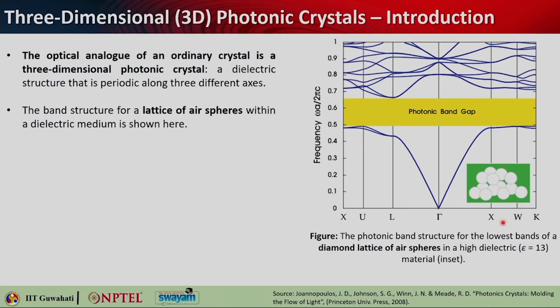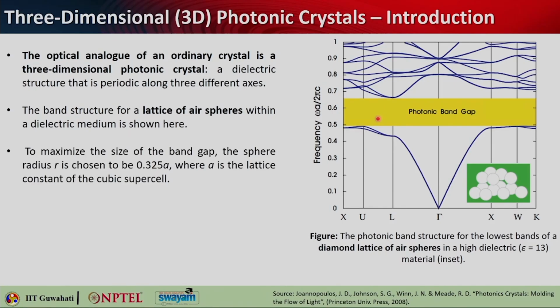So, if you have holes in a 3D object in a periodic pattern, this is what the band gap looks like. So, what was the material? The material had a permittivity of 13, and then you have prepared a 3D photonic crystal by introducing a diamond lattice of air spheres in this material, and you will see how beautiful, big a photonic band gap you are able to obtain. Now, to maximize the size of the band gap, the sphere radius r was chosen to be 0.325a, where a is the lattice constant.